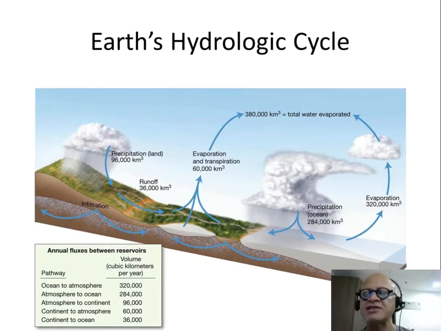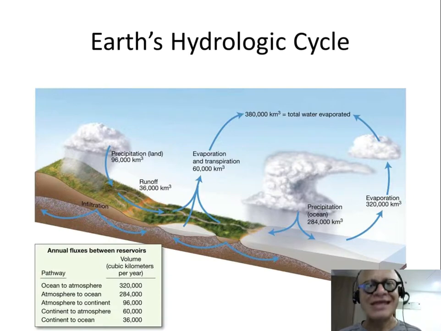So this is showing some estimates of cubic kilometers of water you are moving from the ocean to the atmosphere, atmosphere to the ocean, atmosphere to the continent, and so on and so forth. So you have lots of evaporation happening here. For example, 320,000 cubic kilometers of water being evaporated from the ocean. 284,000 cubic kilometers of it is falling back on the ocean, and a percentage of it is being taken onto land, but obviously that flows back into the ocean as rivers and groundwater and so on.